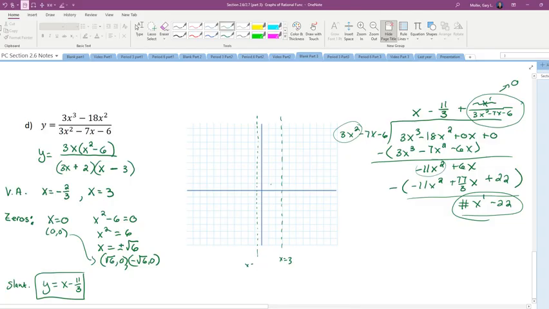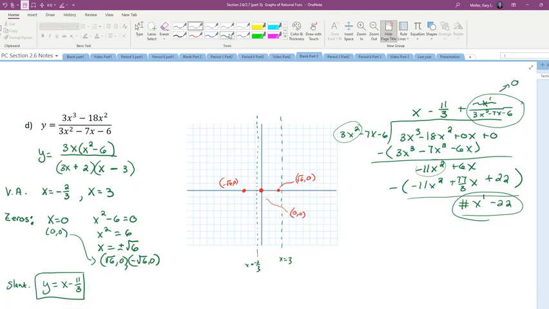I have a 0 at 0. I have a 0 at positive root 6. Square root of 4 is 2. So this is something 2 point something. So I'm going to say I have a 0 right in here. And then I have one at negative square root of 6, which is negative 2 point something. So I'm going to say we have a 0 right there. And I should label those. Negative root 6, 0, root 6, 0, and of course, 0, 0.